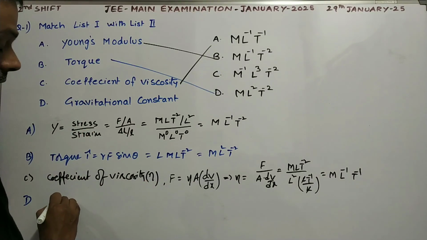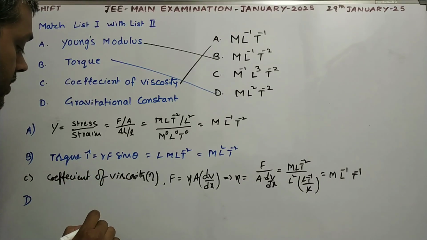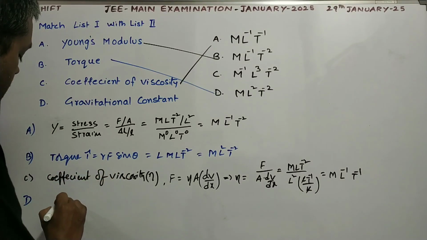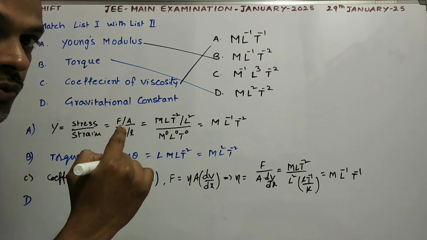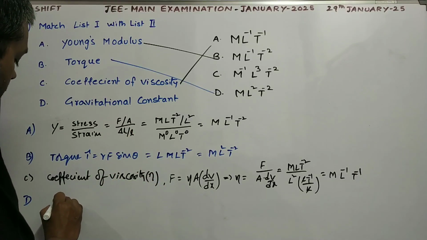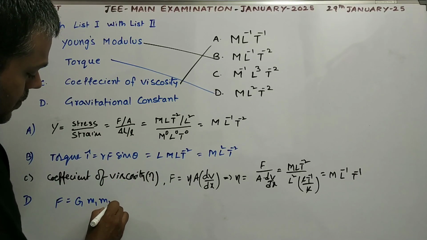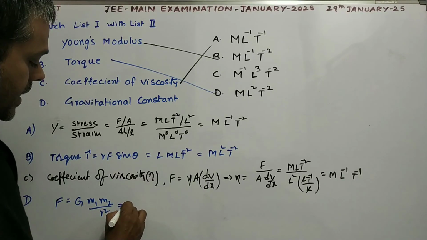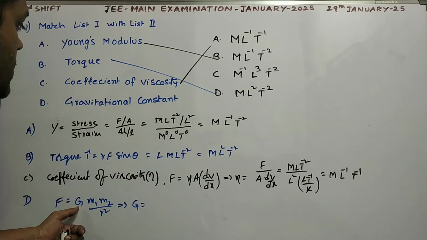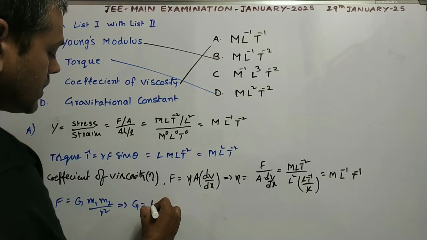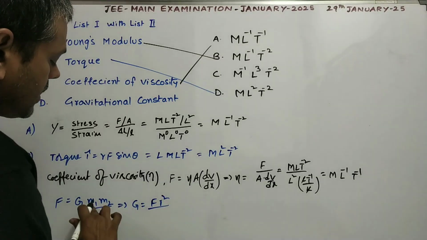And the fourth one, what is that? Gravitational constant. Okay, from Newton's law of gravitation, the force existing between two masses is given by G into M1 M2 by R square. That implies here G is called the universal gravitational constant. G is equal to F into R square by mass into mass.